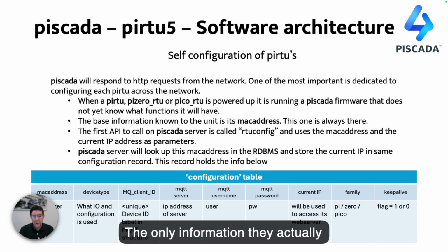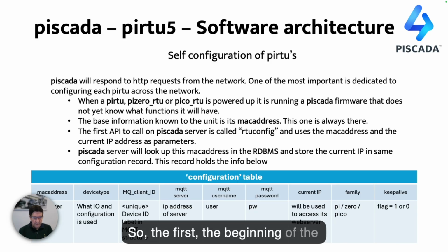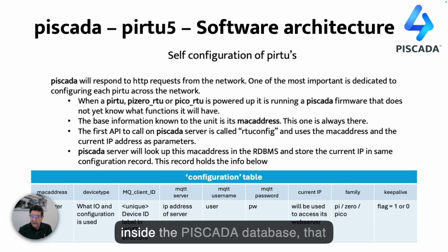The only information they actually know very well is their MAC address. It's well defined, and it sticks to the unit during its life. It is always there. So at the beginning of the power-up sequence, the RTU is going to call piscada through an API and tell them, I have this MAC address currently, what am I going to do? And that's what is stored in a table inside the piscada database.